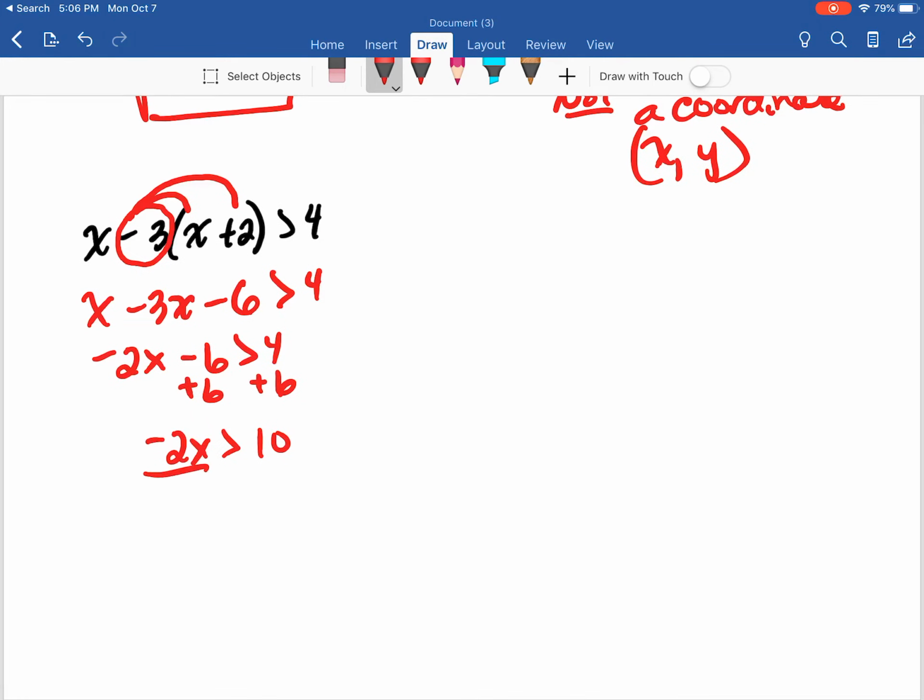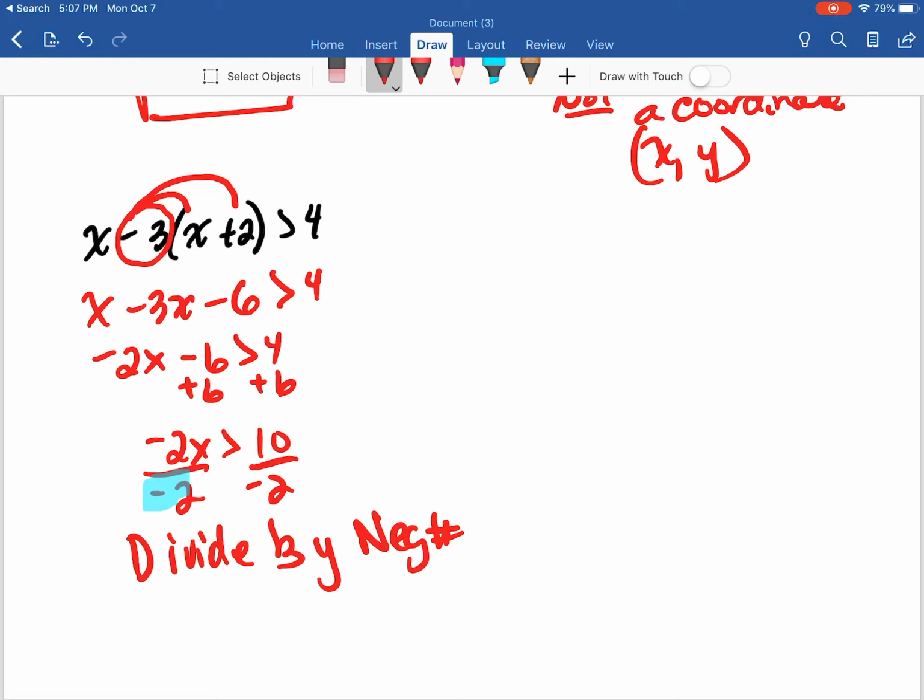Now, we are going to divide by negative 2. Something special happens when we divide. Our number here is negative. When we divide by a negative number, we switch the symbols. So this is going to become x is less than negative 5. Okay?